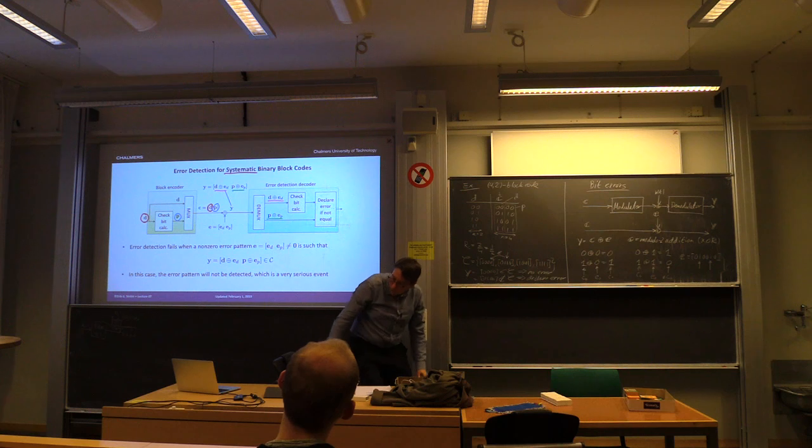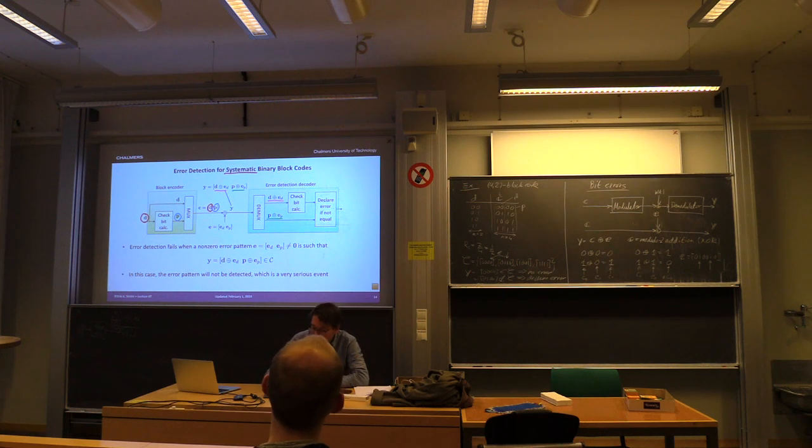Okay, and then these parity bits which are here are compared to the parity bits we actually received. If these are the same, then we can conclude that y is a code word. Okay.